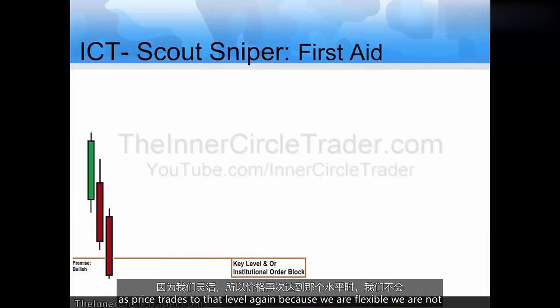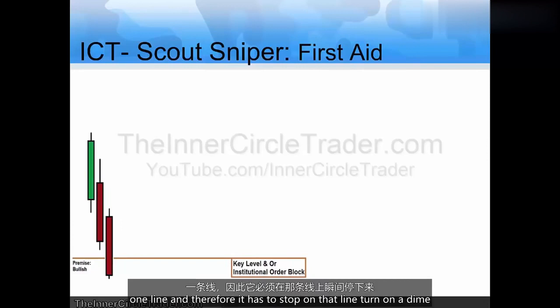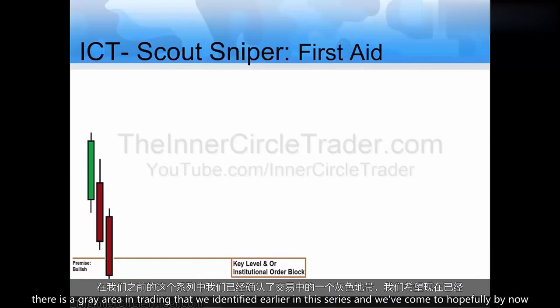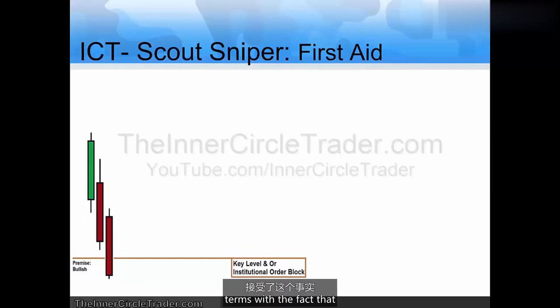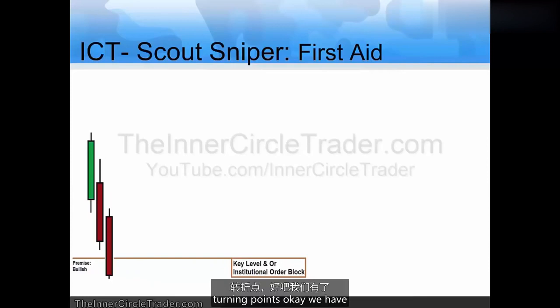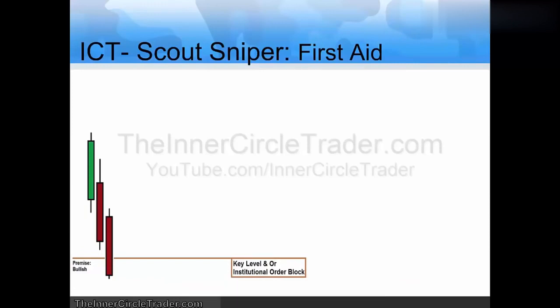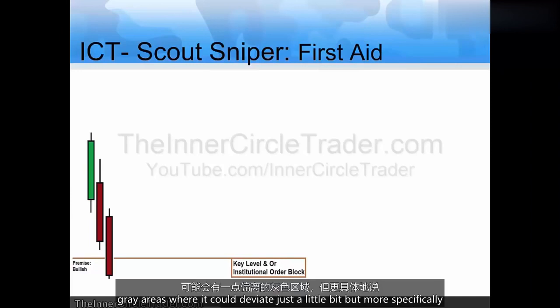Now, as price trades to that level, because we are flexible, we are not limiting our perspective simply to one line, therefore it has to stop on that line and turn on a dime. There is a gray area in trading that we identified earlier in the series, and hopefully by now we've come to terms with the fact that we can't get perfection in the marketplace in terms of turning points. We have rough ideas where price should turn, but even the highest level key levels, support levels and institutional order blocks have a little bit of gray areas where price could deviate just a little bit.